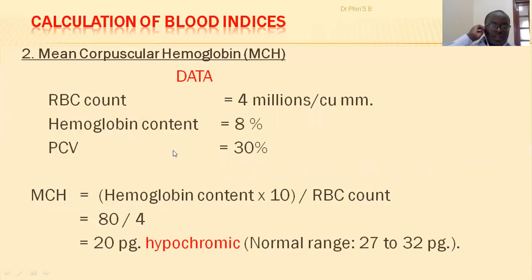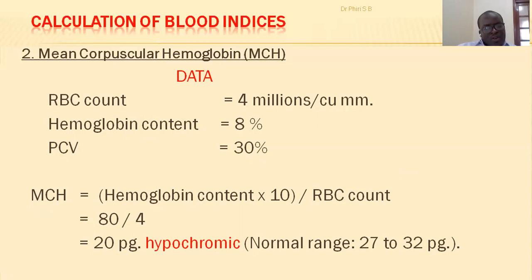So how do you calculate? This is the formula for mean corpuscular hemoglobin, the amount of hemoglobin in each red blood cell. The mean corpuscular hemoglobin is equal to the hemoglobin content multiplied by 10 divided by red cell count. So once you have your hemoglobin content and red cell count, you'll be able to calculate MCH.